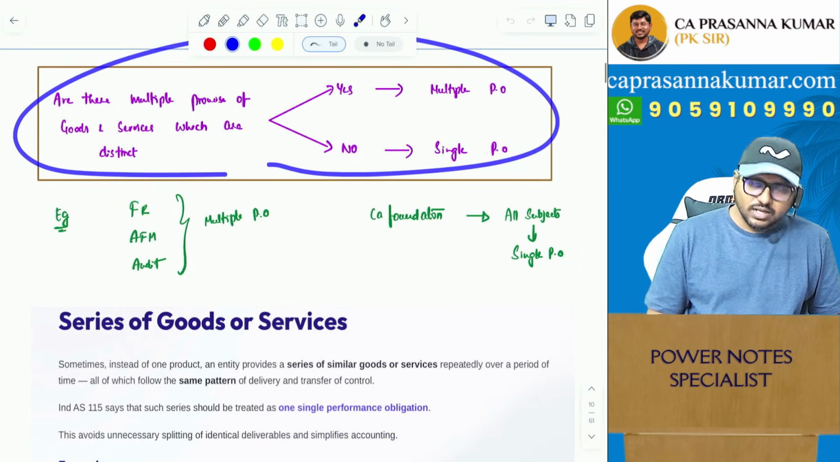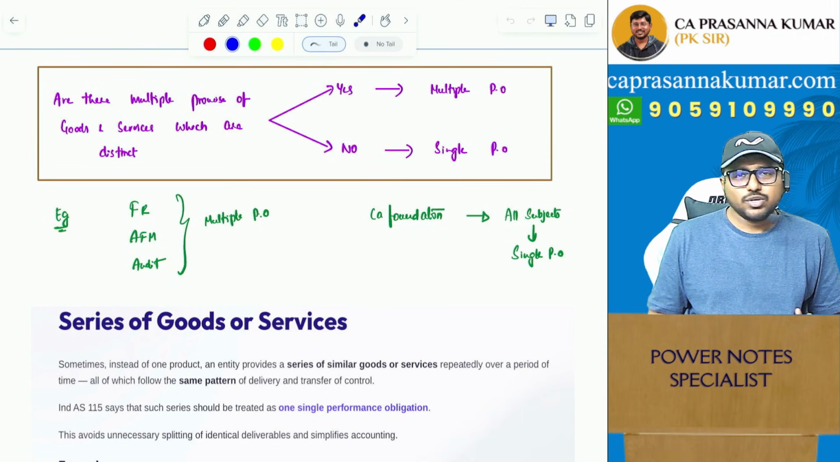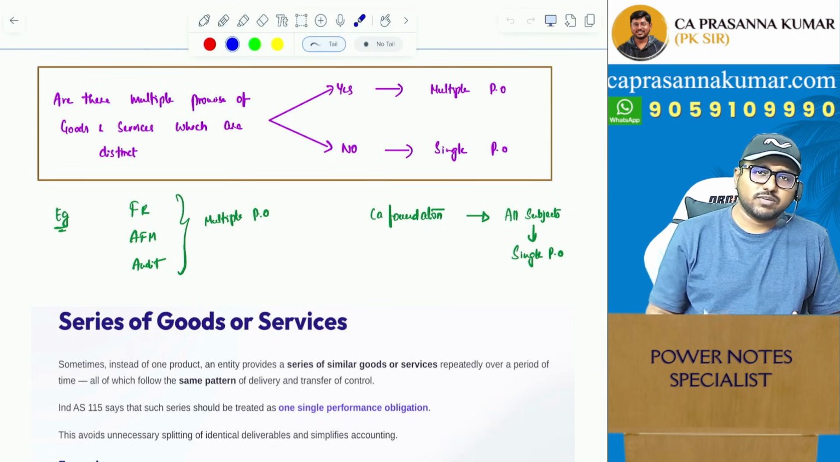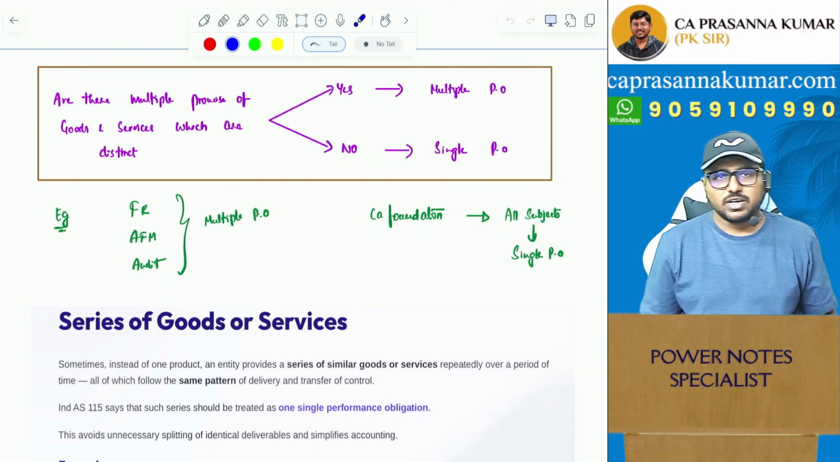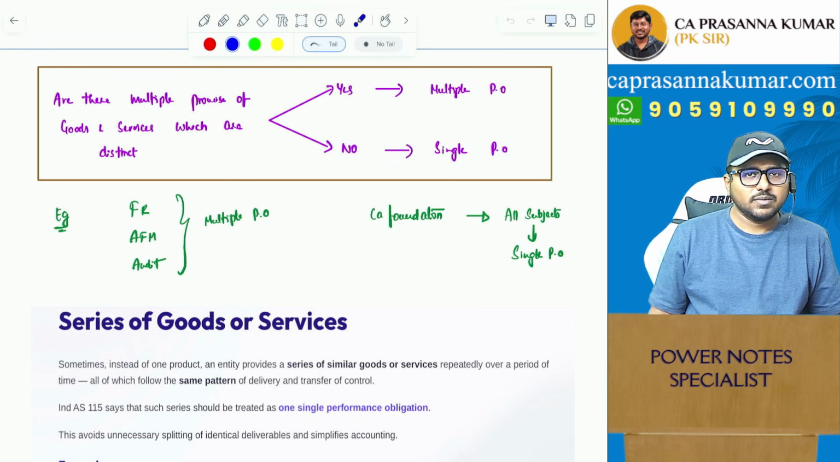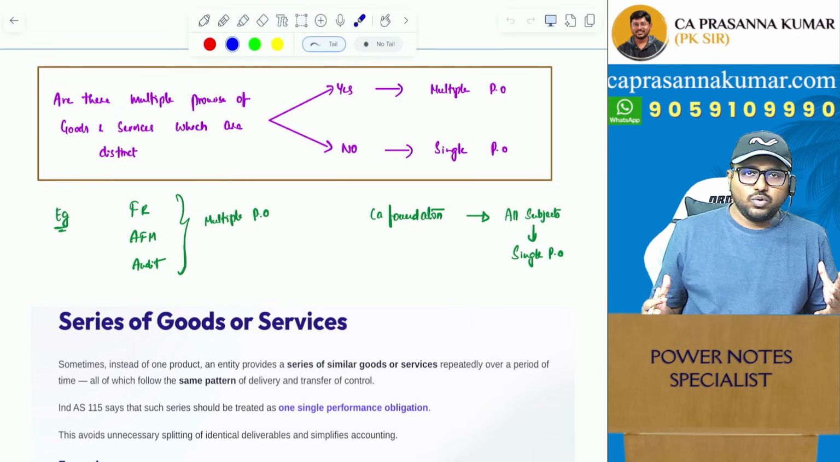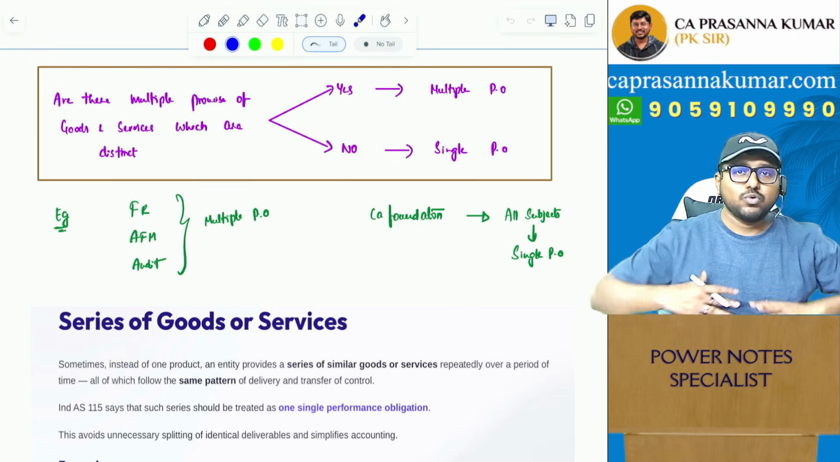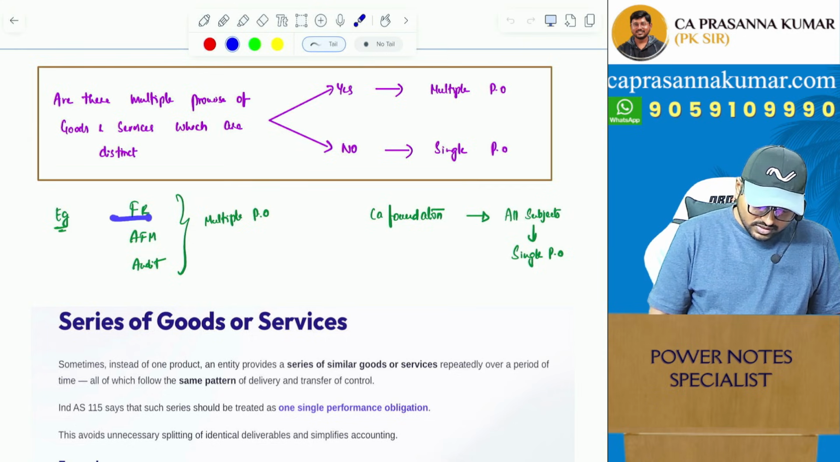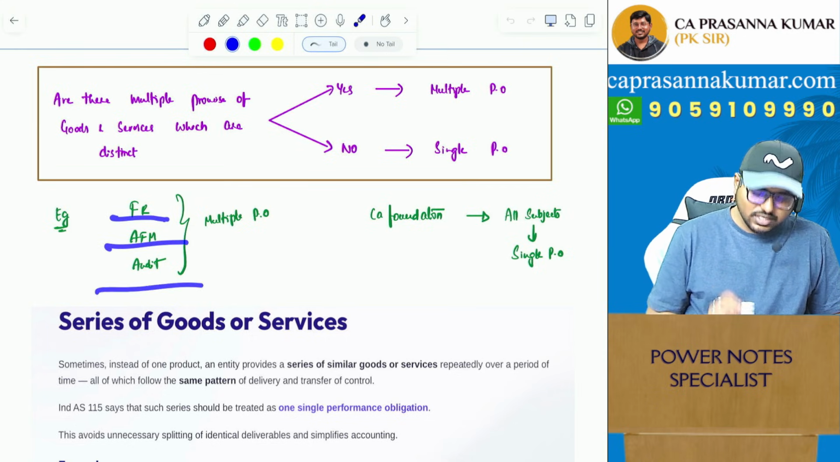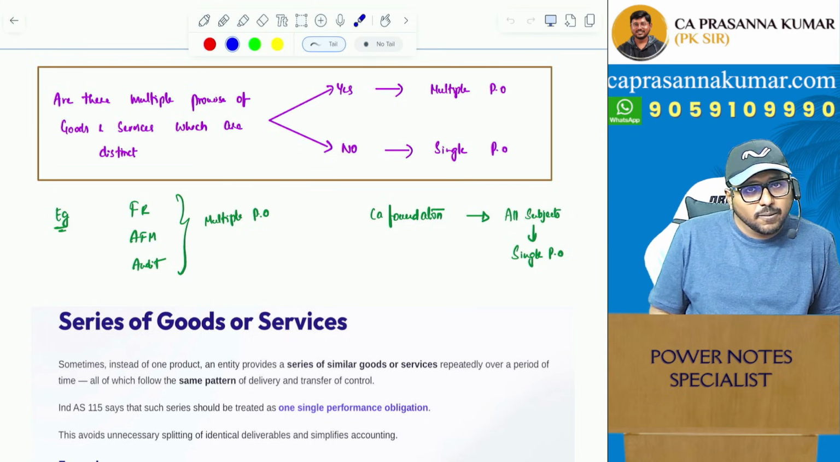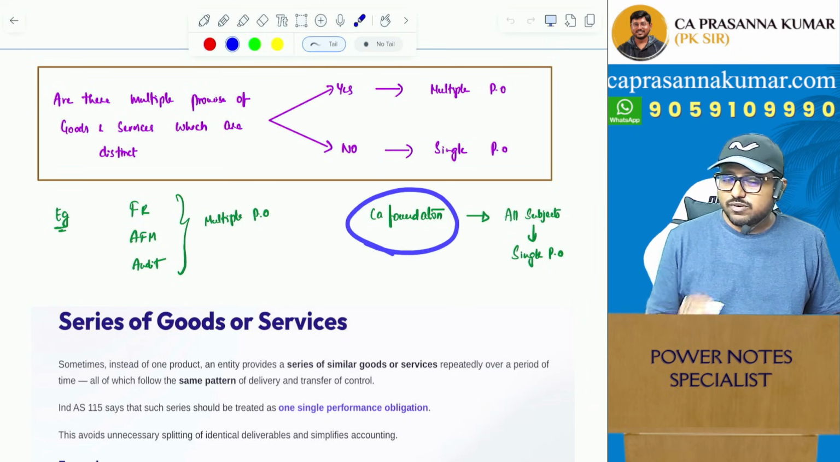See here. Suppose you are taking CA final coaching. What you will do usually? FR, you'll buy it from somewhere else. AFM, you'll buy it from somewhere else. Audit, you'll buy it from somewhere else, right? There is no rule that you have to buy all the three put together for group 1. Correct? Which means this is a single PO, this is a single PO, this is a single PO. One is not dependent on the other. Correct? However, when it comes to CA foundation, that's not the case.